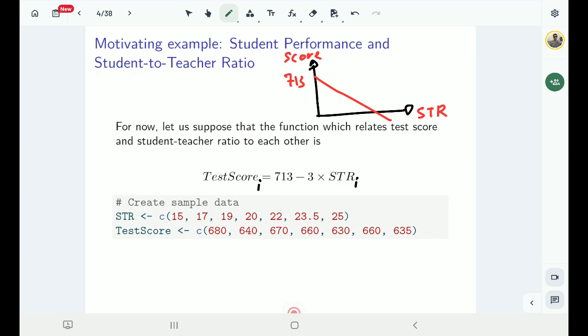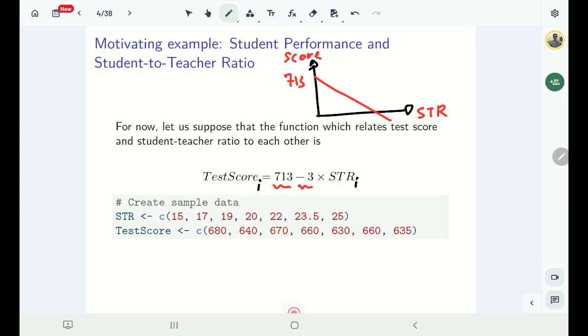So why is that? The reason is that our expectation tells us that the more students you have in a class, the worse is going to be the performance of students in that class. You see, so that is the hypothesis. That is the hypothetical relationship, which is perfectly linear. You see, 713, that is the intercept, and -3 is the slope. Right, now let's see what happens.